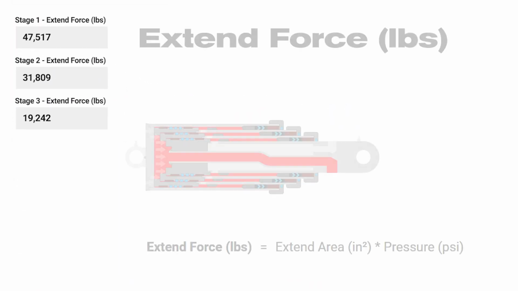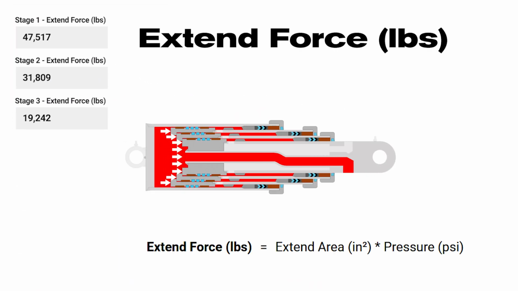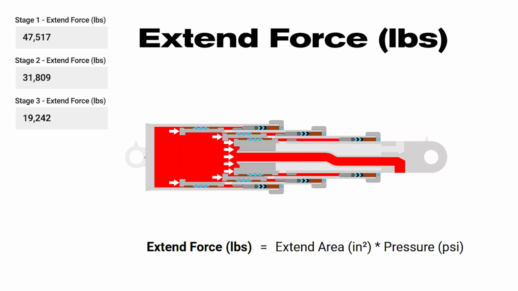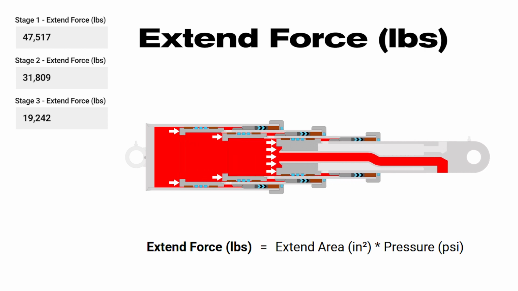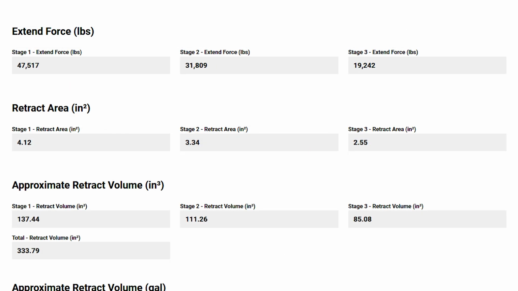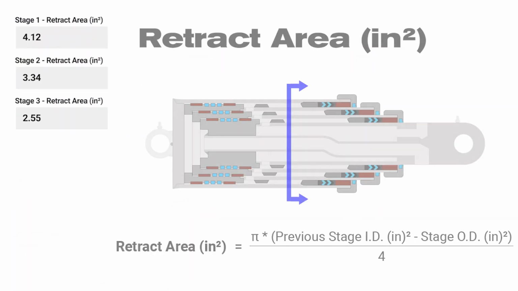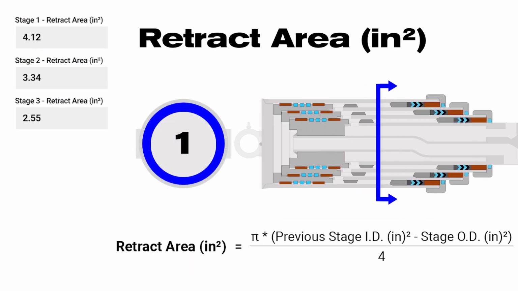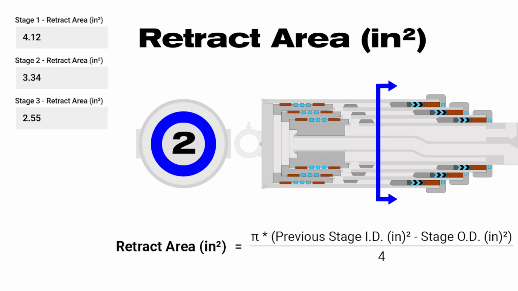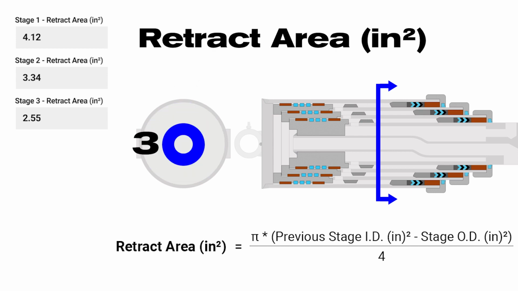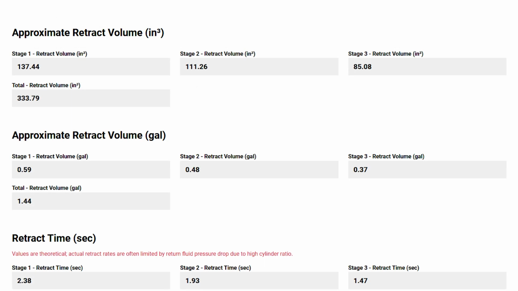Extend force, measured in pounds. The force exerted by the hydraulic fluid on each stage as the cylinder extends or pushes outward. This compressive force is a result of the hydraulic pressure acting on the effective area of the stage. Retract area, measured in square inches. This area is based on the previous stage inside diameter minus the stage outside diameter.